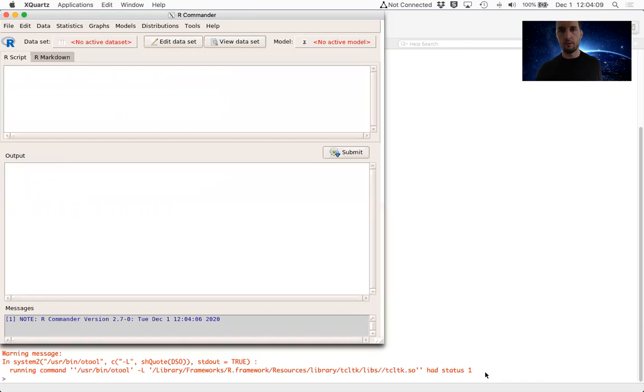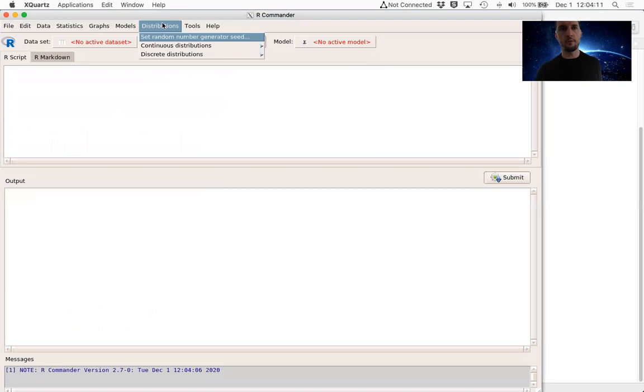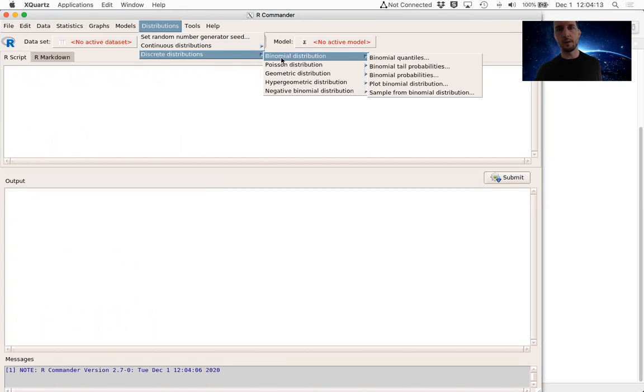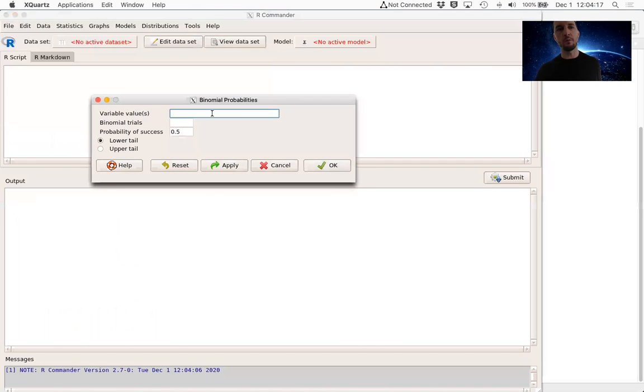Okay, so we're going to go Distributions, Discrete, Binomial, Binomial Tails. What the binomial tail probability gives us is the probability of being less than or equal to that number. So we can type in 12 and 18 here. We can tell it there's 100 outcomes, and we can tell it the probability of success, and then we want the lower tail.